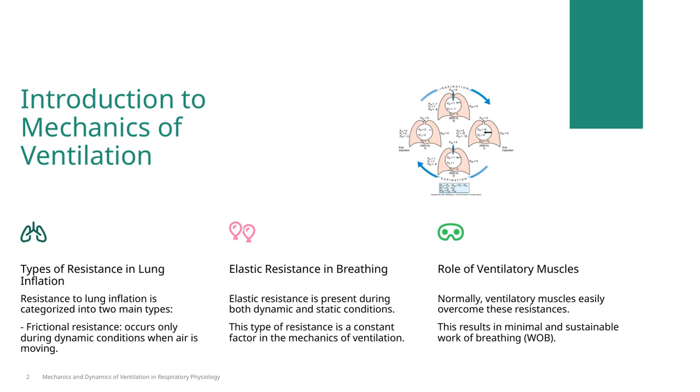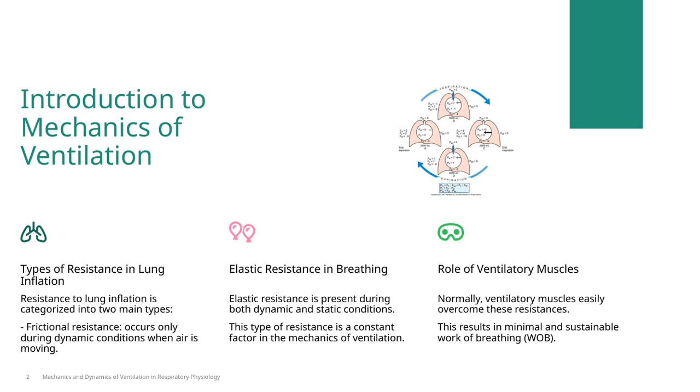When we look at resistance to lung inflation, we generally categorize it into two main types. The first is frictional resistance, which only occurs during dynamic conditions, that is, when air is actively flowing. Think of it as the resistance you feel when you breathe in or out quickly.